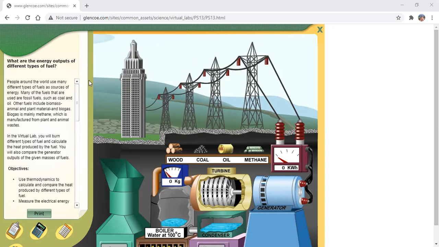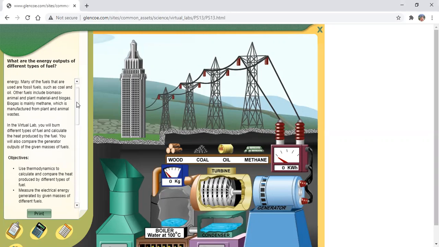Over here it says, what are the energy outputs of different types of fuel? People around the world use many different types of fuels as sources of energy. Many of the fuels that are used are fossil fuels, such as coal and oil. Other fuels include biomass, animal and plant material, and biogas. Biogas is mainly methane, which is manufactured from plants and animal waste.